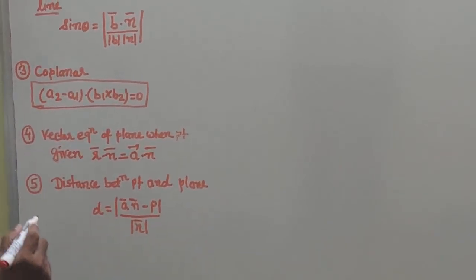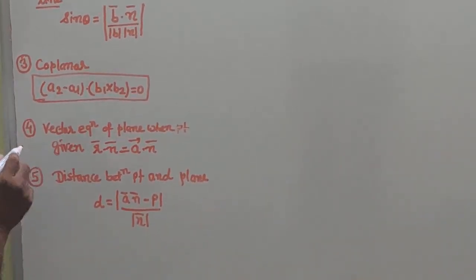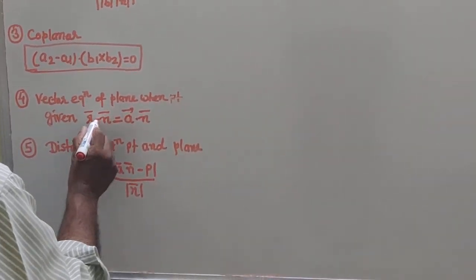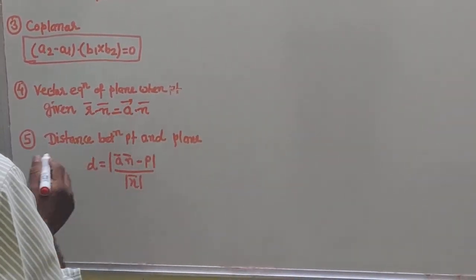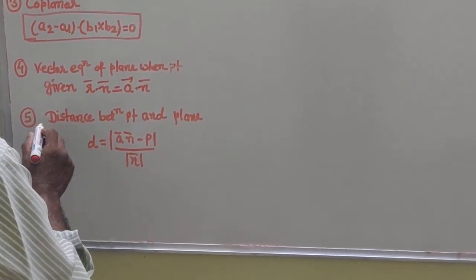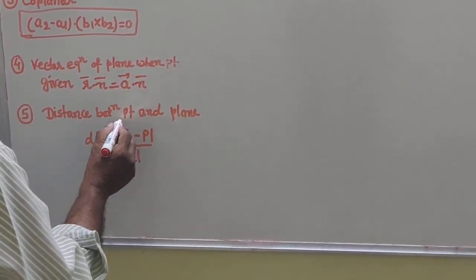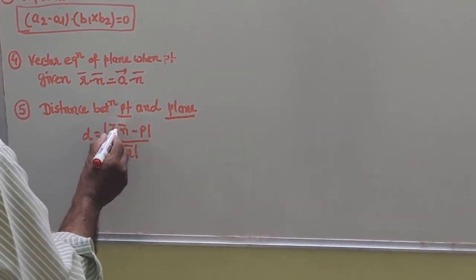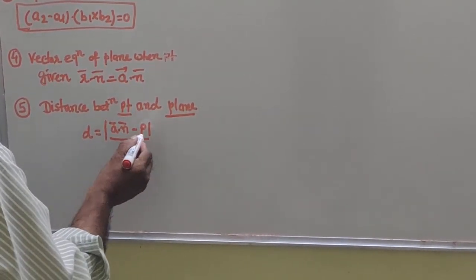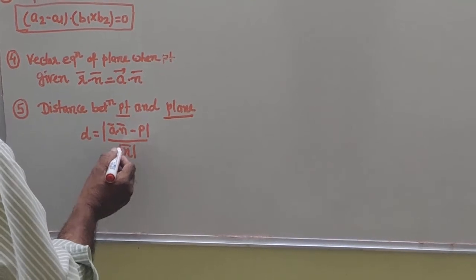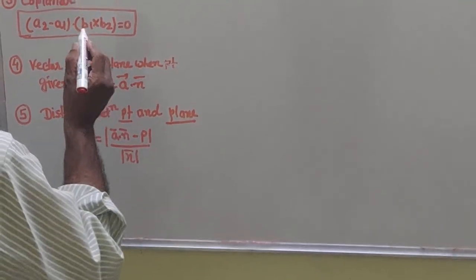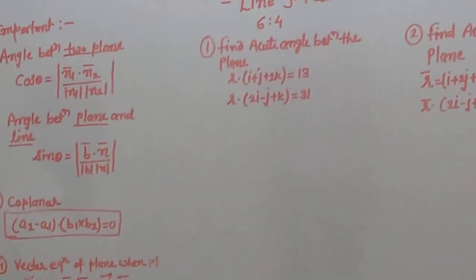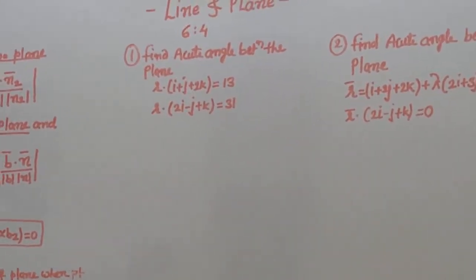This is also very important. You already know the vector equation of the plane when a point is given: r dot n is equal to a dot n. The distance between a point and the plane is given by d is equal to a dot n minus p upon magnitude of n. These formulas are very important. Now we are going to solve problem number 1.